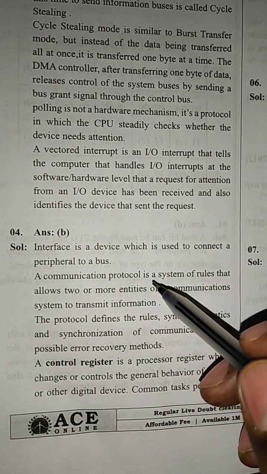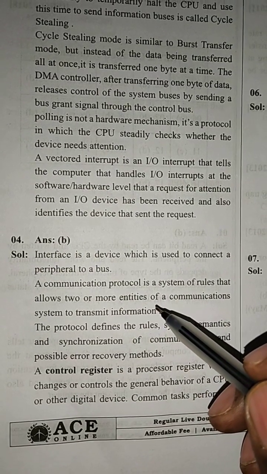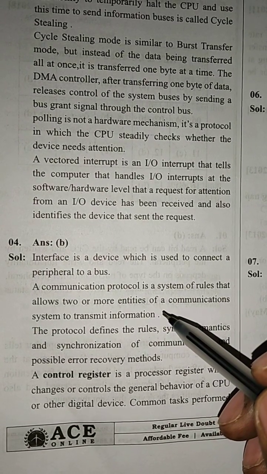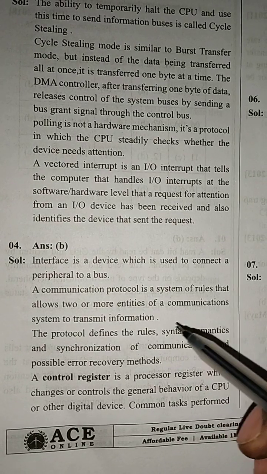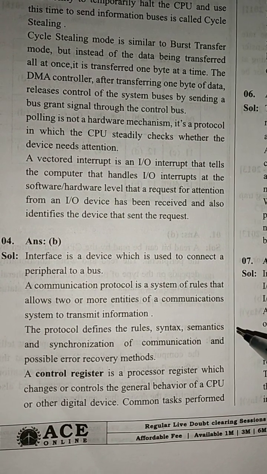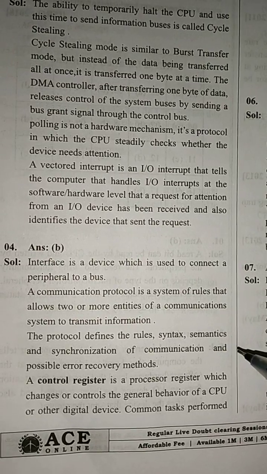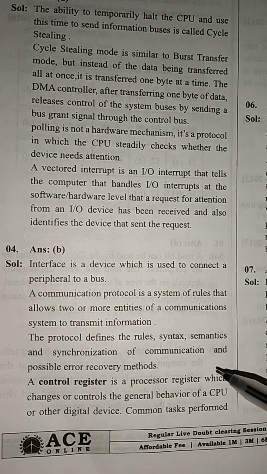A communication protocol is a system of rules that allows two or more entities of a communications system to transmit information. The protocols define the rules, syntax, semantics, and synchronization of the communication and possible error recovery methods.